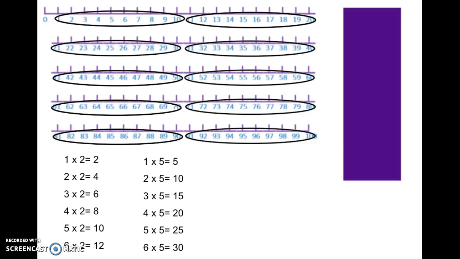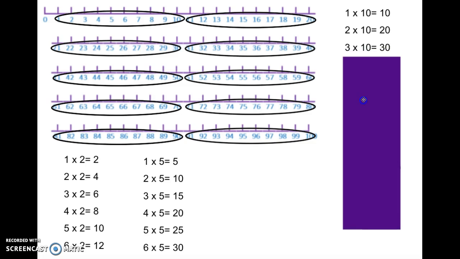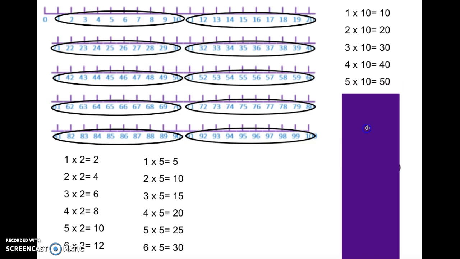Next, we're looking at tens. All right, one set of 10 is 1 times 10 equals 10. 2 sets of 10 is 2 times 10 equals 20. 3 sets of 10 is 3 times 10 equals 30. 4 sets of 10 is 4 times 10 equals 40. 5 sets of 10 is 5 times 10 equals 50.